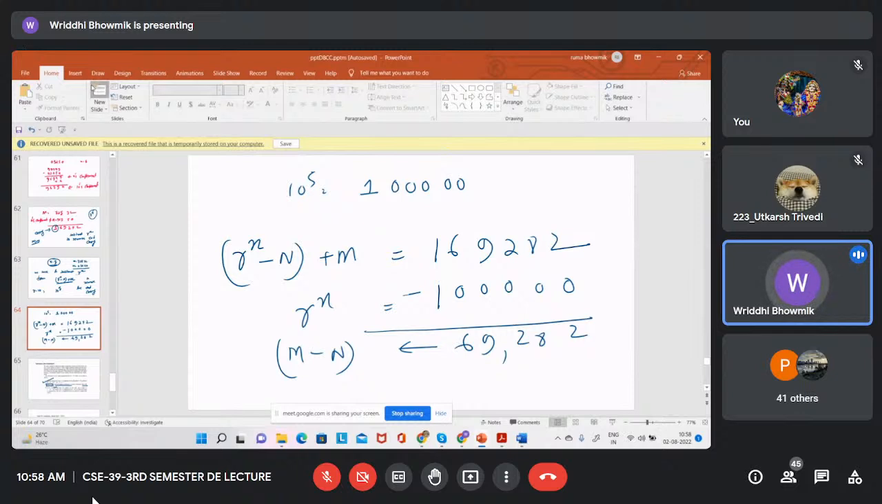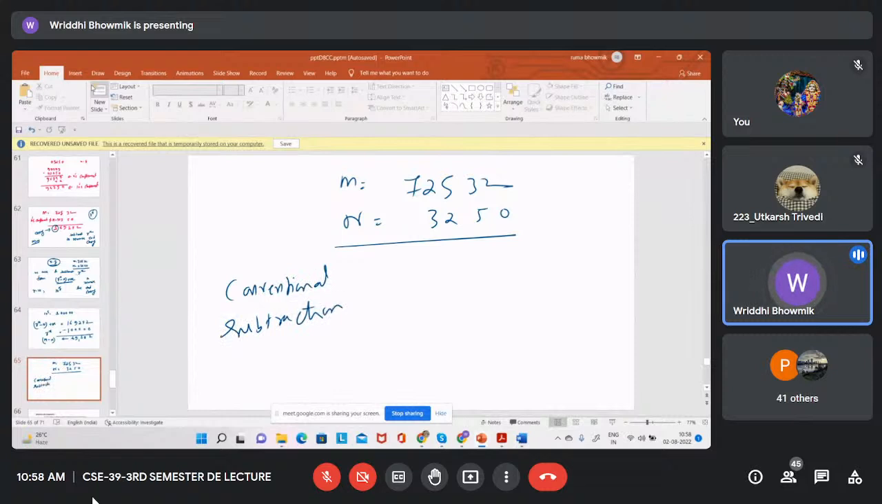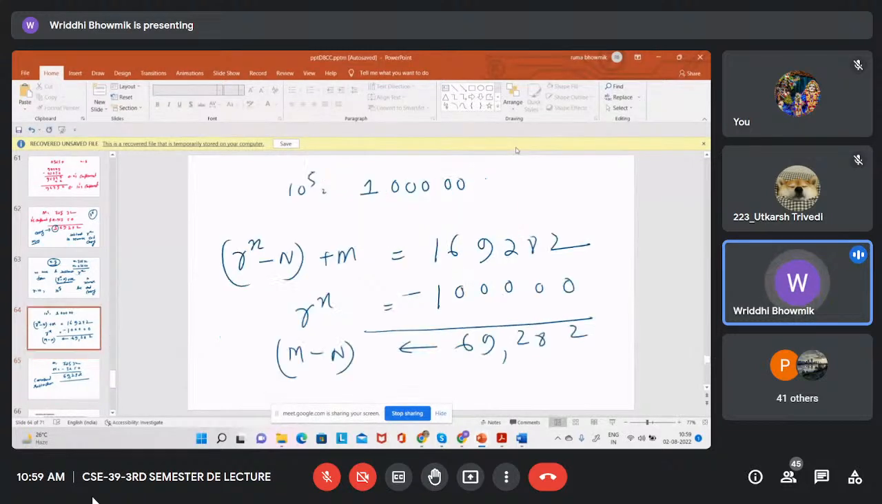If you do the subtraction on pen and paper, your M was 72532 and N was 3250, using the conventional subtraction we have studied from school. You have 2, then 8, then 2, then 9, then 6. If you do the subtraction on pen and paper, you get the same result, 69,282. And in the digital computer case, when you do the subtraction with the tens complement, you follow certain rules and finally you get the same result, 69,282.